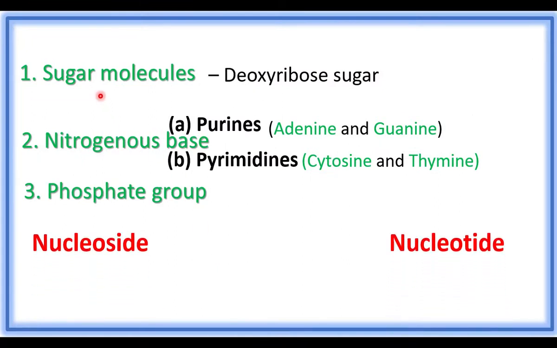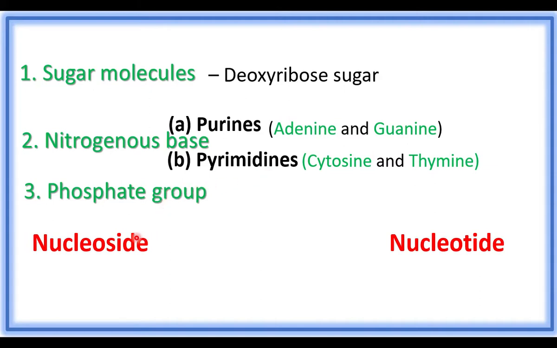Sugar molecule, nitrogenous base and phosphate group form nucleoside and nucleotide. What is the name of the sugar in DNA? Deoxyribose sugar. What are the two types of nitrogenous bases? Purines and pyrimidines. Name the purines. Adenine and guanine are purines. Cytosine and thymine are pyrimidines.